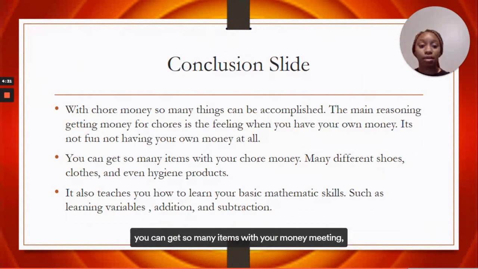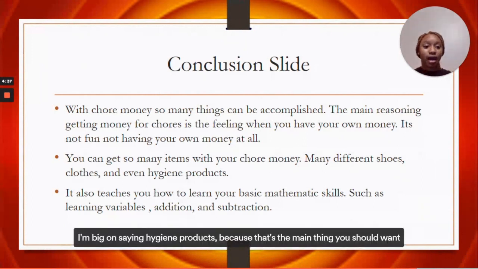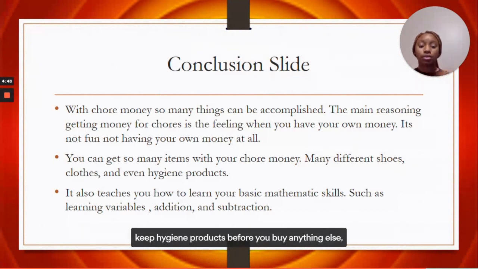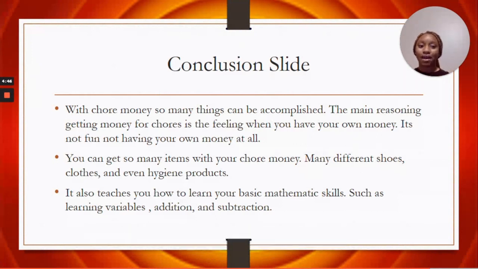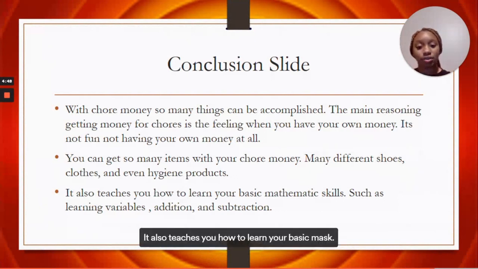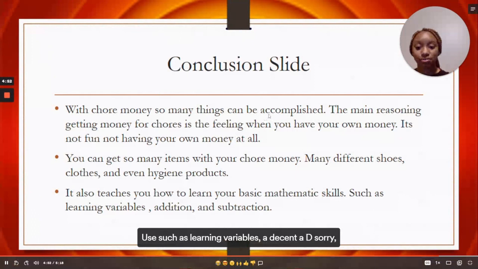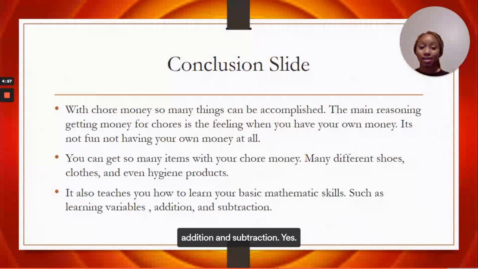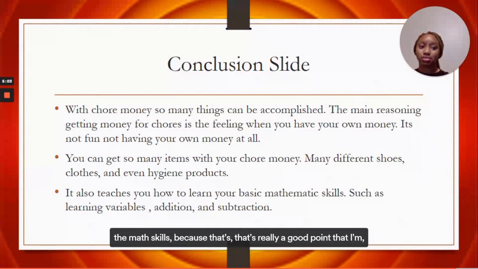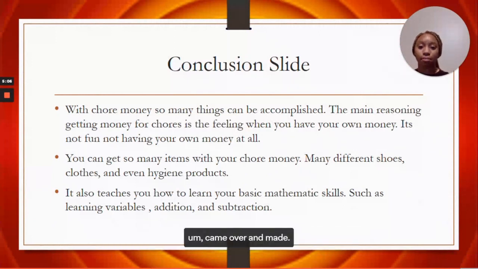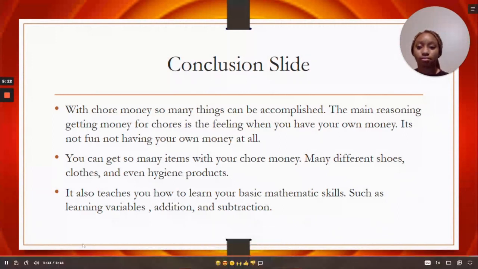You can get so many items with your money, many different shoes, clothes, and like even hygiene products. I'm big on saying hygiene products because that's the main thing you should want to keep up to date. Like keep hygiene products before you buy anything else. It also teaches you how to learn your basic math skills, such as learning variables, addition, and subtraction. Yes, I like to make that point about the math skills because that's really a good point that I came up with and made.